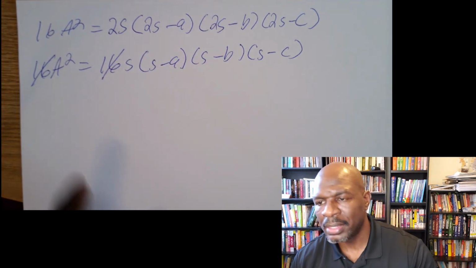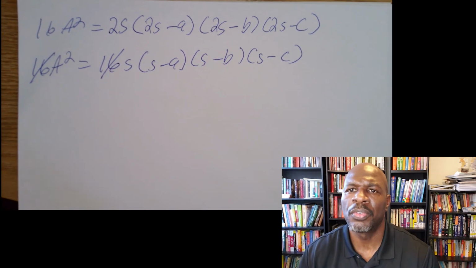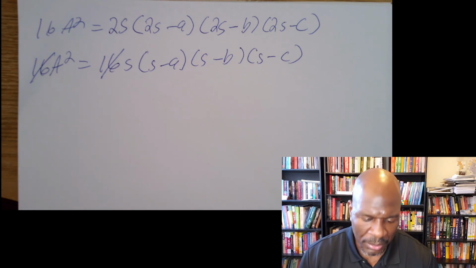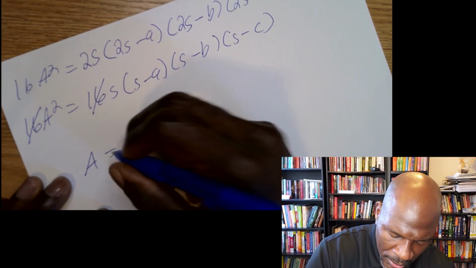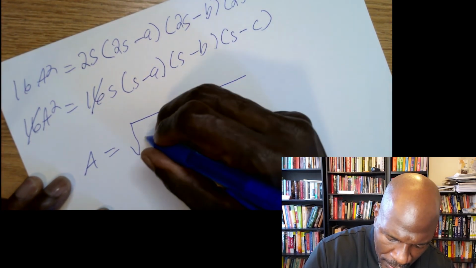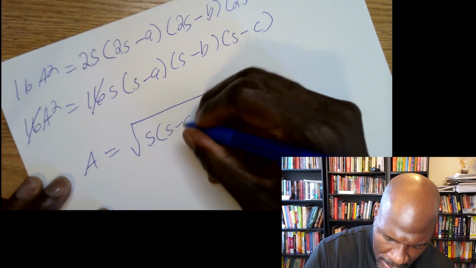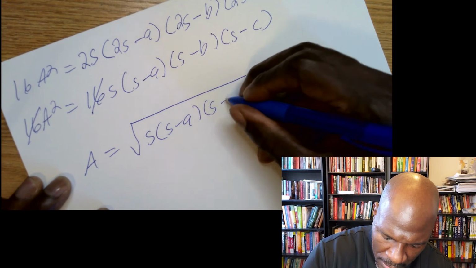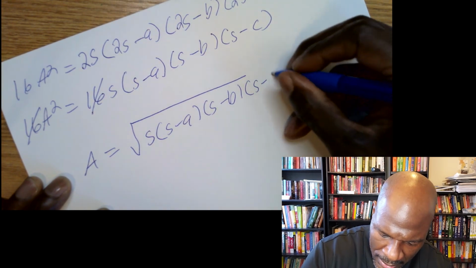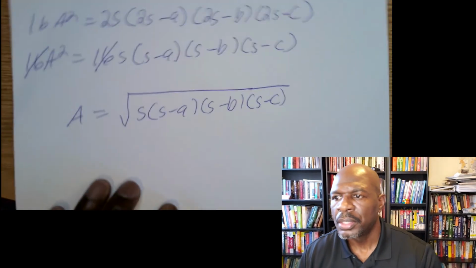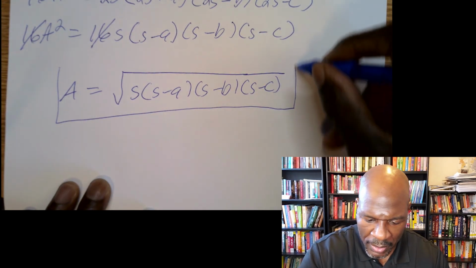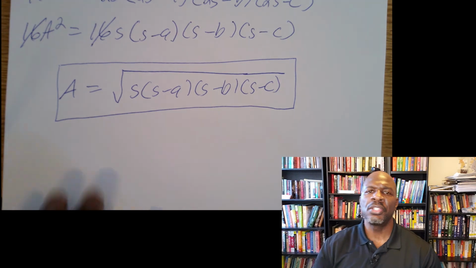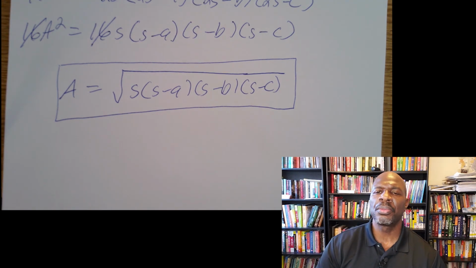And now again, this is a squared and we want a formula for a. So of course, all we have to do is take the square root. So our formula is that a is going to be the square root of s times (s minus a) times (s minus b) times (s minus c). So there you have it. Here's a formula you can use to find the area of any triangle as long as you know the 3 sides. You don't have to know the height.